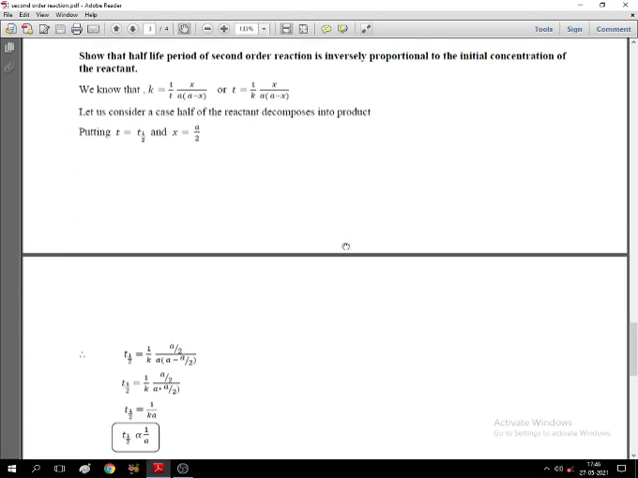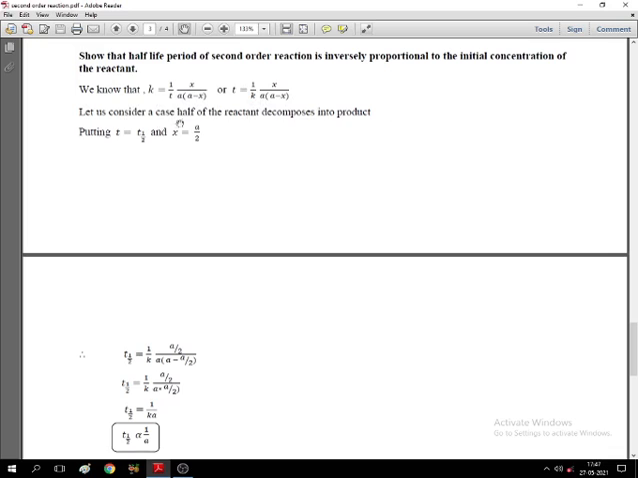Second, show that half life period of second order reaction is inversely proportional to the initial concentration of reactant. म्हणजे हाफ लाईफ पिरियड हा इनवर्सली प्रोपोर्शनल आहे हे दाखवायचं किंवा प्रूव्ह करायचं. पुन्हा आपण इथं kinetic equation घेतलं आहे, k is equal to 1 upon t x upon a into a minus x. Rearrange it for t is equal to 1 upon k x upon a into a minus x.